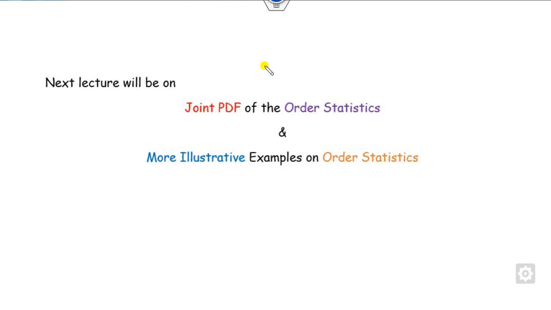In our next class, we will see how you can find the joint PDF of the order statistics, and we will see some more examples of them here.